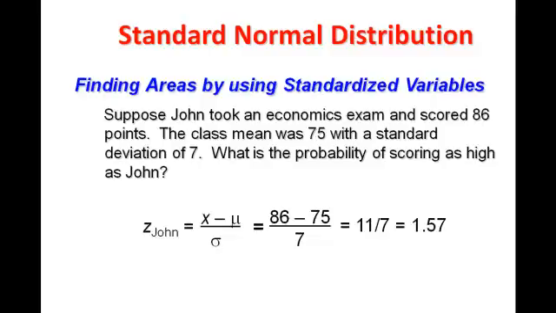So what in the world does that 1.57 mean? First of all, it's positive. So it tells us, again, the number of standard deviations away from the mean that John's score was. His 86 was 1.57 standard deviations from the mean class score. And once we know that z-value, then we can get the probability of scoring as high as John, meaning up to and including 86, or greater than John.